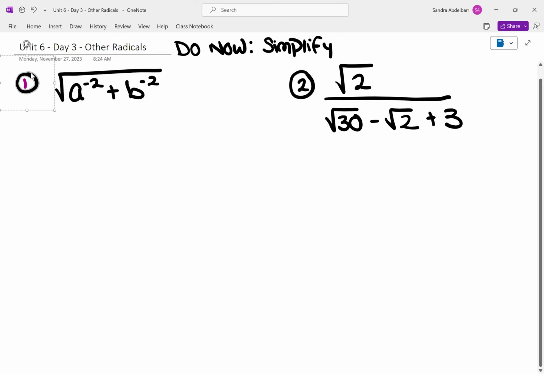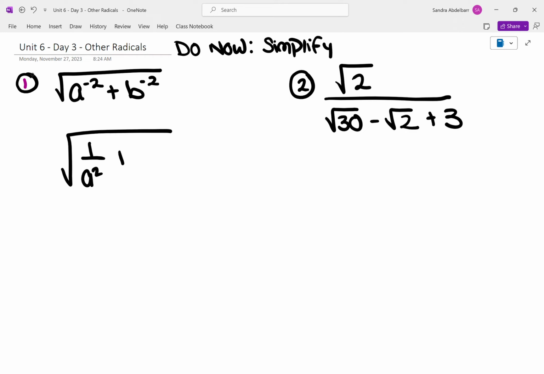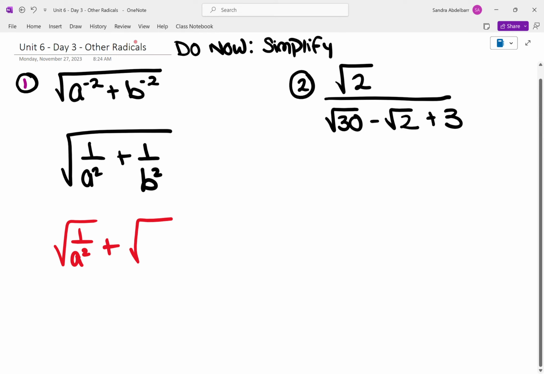Very similar way, we can't cancel out the squareds. If you went through and did 1 over a squared plus 1 over b squared, this was the correct course of action. You did want to fix the negative and keep it all under the radical. But can I now split this into the root of 1 over a squared plus the root of 1 over b squared? Am I allowed to do that?